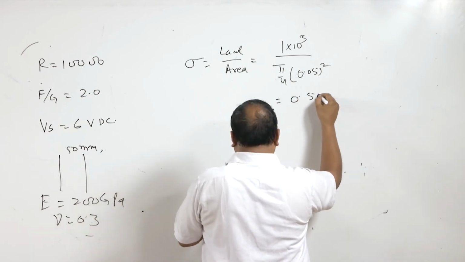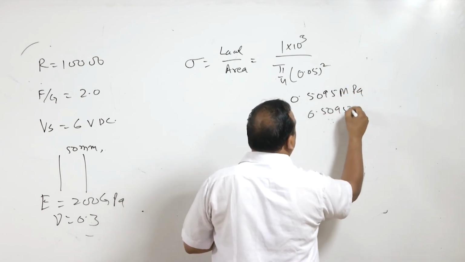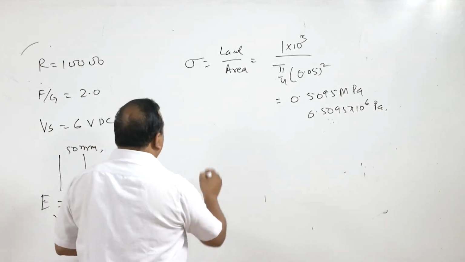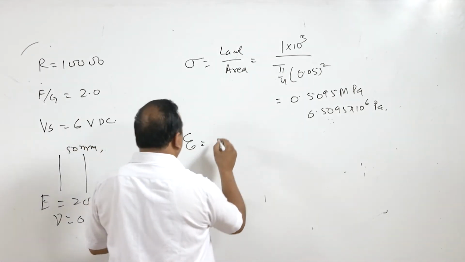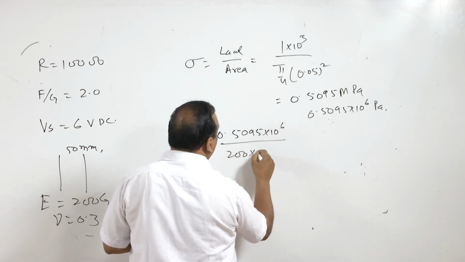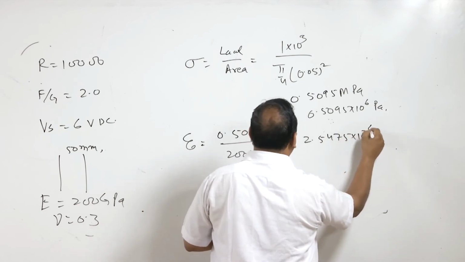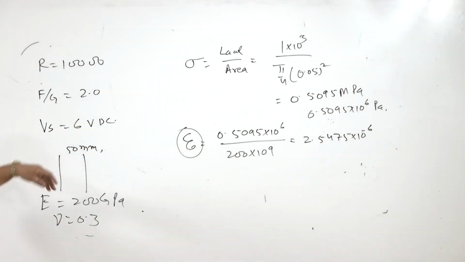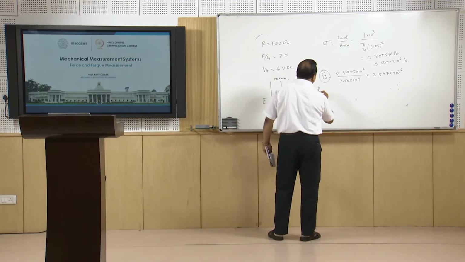stress as 0.5095 megapascal or 0.5095 into 10 to power 6 Pascal. Strain is equal to stress by E. So it is 0.5095 into 10 to power 6 divided by 200 into 10 to power 9, and that is going to be equal to 2.5475 into 10 to power minus 6. That is the order of strain which is developed by the application of 1 kilonewton of force.